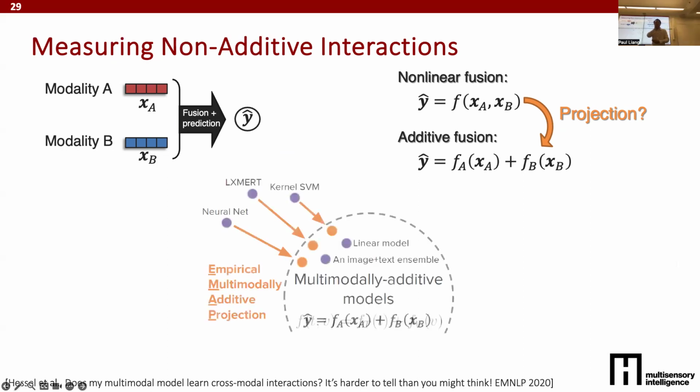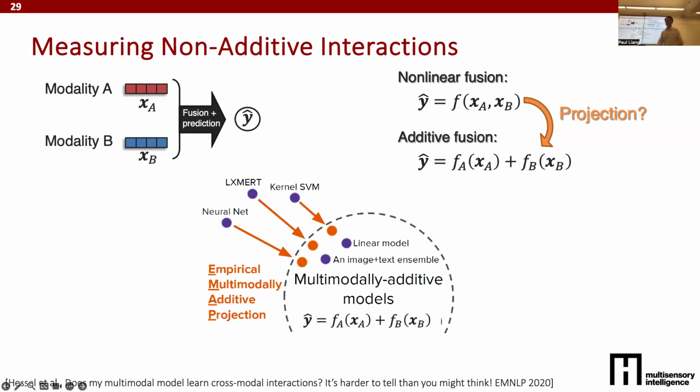You're looking at all possible models, these are your fancy models, for example neural networks, LXMERT, pre-trained vision-language BERT-like representations, kernel SVMs. These are all your complicated models. And I'm just projecting them into this space of models which are just additive, so f of a plus f of b. So we're finding the nearest neighbor inside that space.